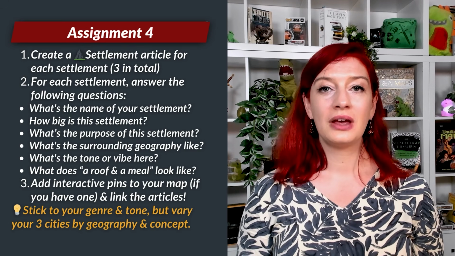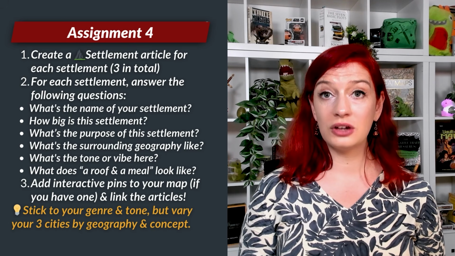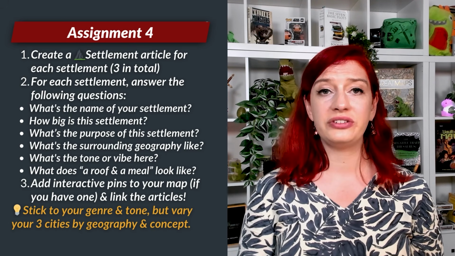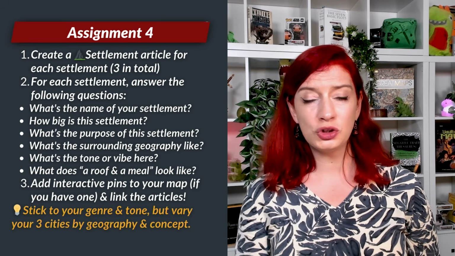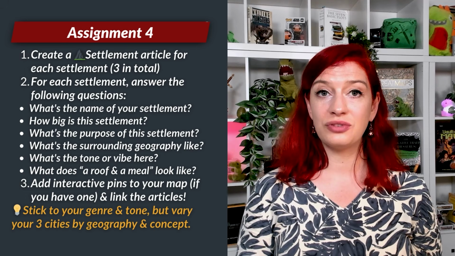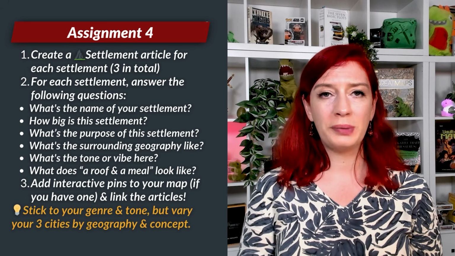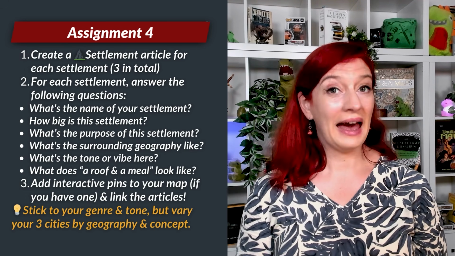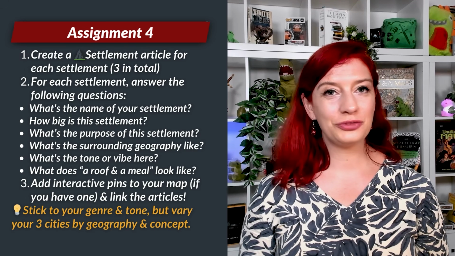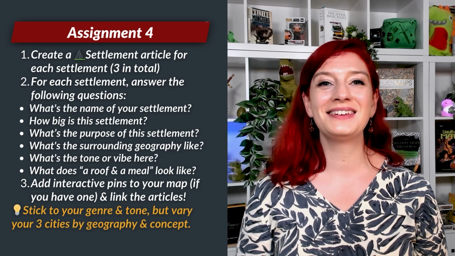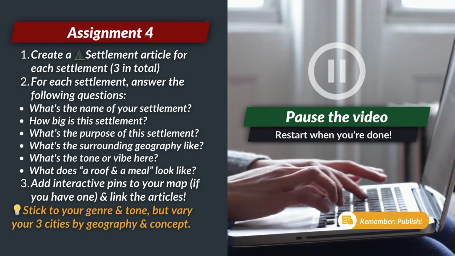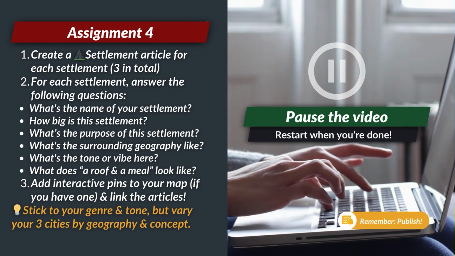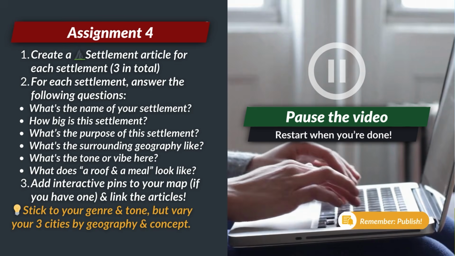Whatever your choices, make sure you stick to your genre and tone, but vary your 3 cities in other ways, maybe by geography or purpose or size. This will make your setting feel diverse and interesting, but all part of the same universe. And if you get stuck, check out the extra resources I've added for this lesson. Several of them are about creating cities. Pause now and start city building. Unpause when you've created your 3 settlements and you're ready to go on.